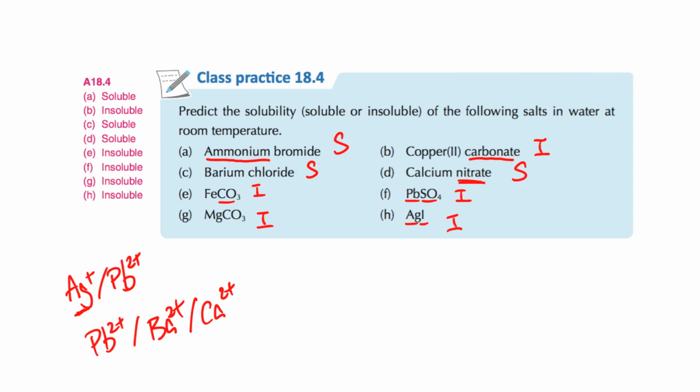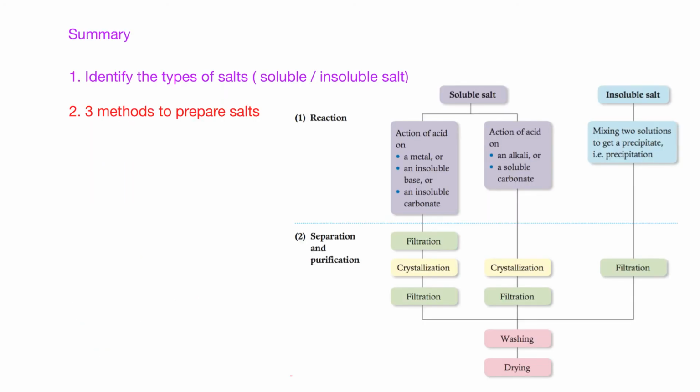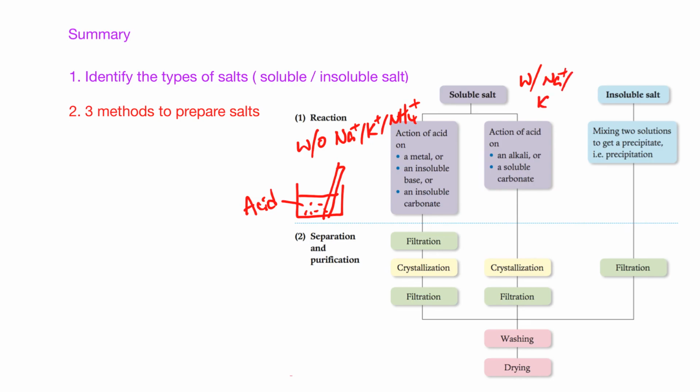Otherwise, with the 3 methods to prepare the salt, you don't know which one you have to pick. So, in short, we have to identify the type of salts, into soluble salt and insoluble salt. There are 3 methods to prepare the salt. Method 1, you're going to add excess metal oxide into the acid. This one is used to deal with the soluble salt without Na+, K+, and also NH4+. But if you have these kinds of ions, then we will use another method to prepare the salt, which is having a burette and conical flask.